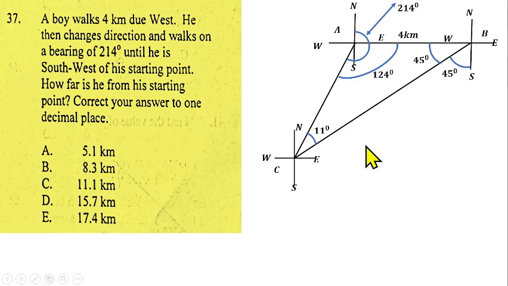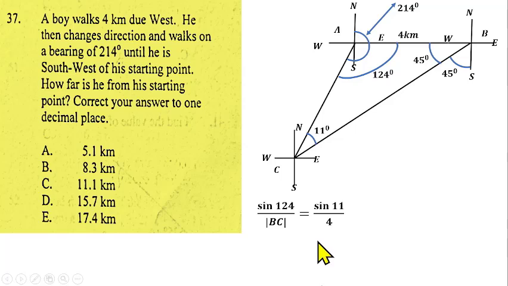the sine rule here. Yes, because we have this side and the angle facing it. Our aim is to find this side, but we have the angle facing it as well, so we can apply the sine rule. The sine rule says that sine of this angle 124 over the side facing it, BC, which we are looking for, equals sine of this angle 11 over the side facing it, which is 4.